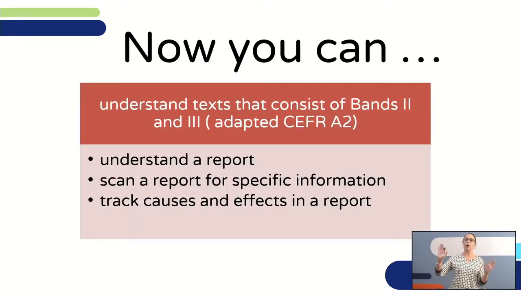And so now we are finishing our lesson, and we suppose that now you can understand text that consists of bands 2 and 3, understand a report, scan a report for specific information, track causes and effects in a report. Talking about diseases, talking about viruses, bacteria, and superbugs.